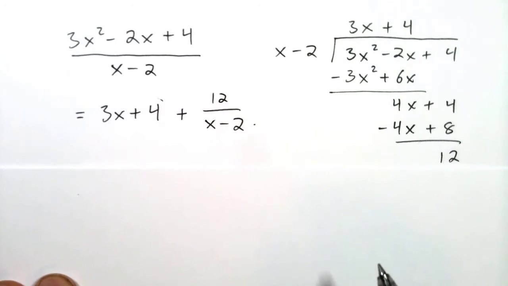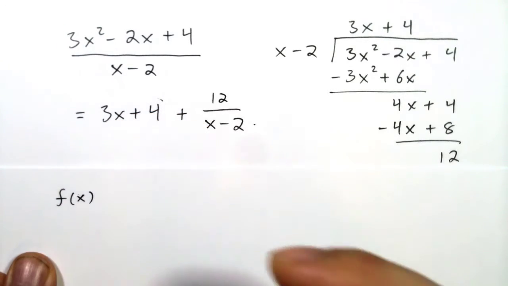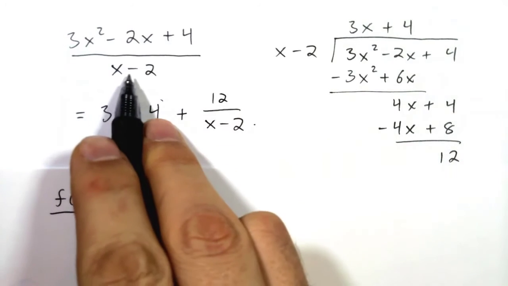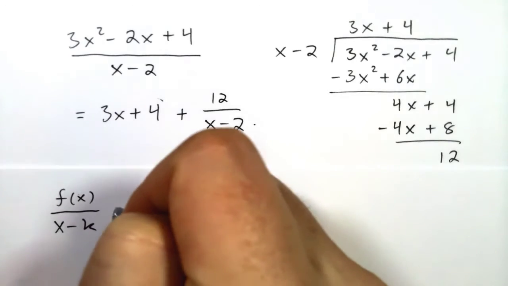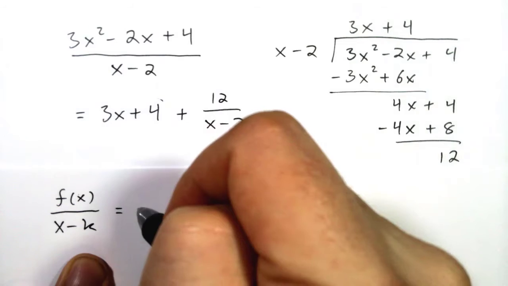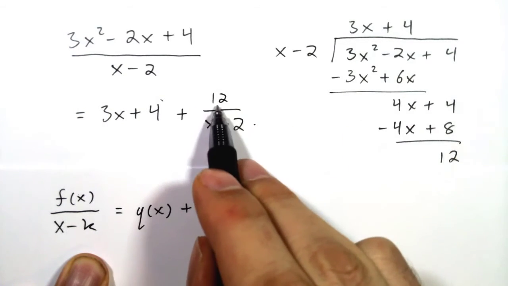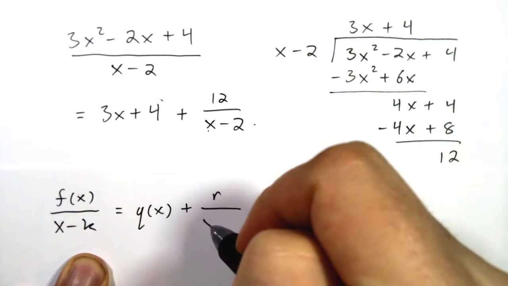To prove this, I'm going to take an arbitrary polynomial, so just call it f of x. And I'm going to divide it by x minus some number. Let's call that number k. And we see what we get here. We get a polynomial over here, so let's call that q of x. Q stands for quotient. And I get the remainder up here, and I divide by x minus k over here.